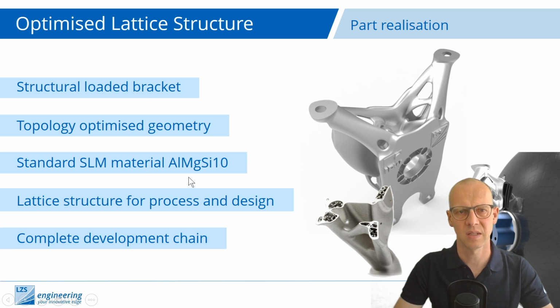We could use a standard SLM material, could use this topology optimized geometry, and inside we had our optimized lattice structure with locally varying densities and strength, and have now available the complete simulation and development chain for the optimization of such lattice-filled 3D printed structures, which is quite a huge step forward on the way to use only the minimum weight of material.